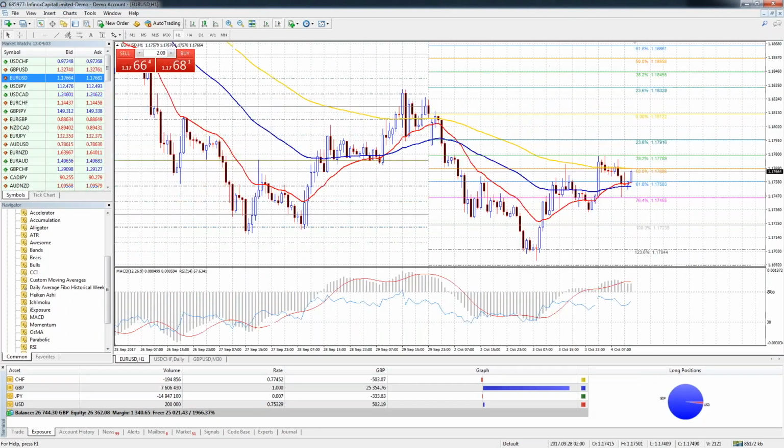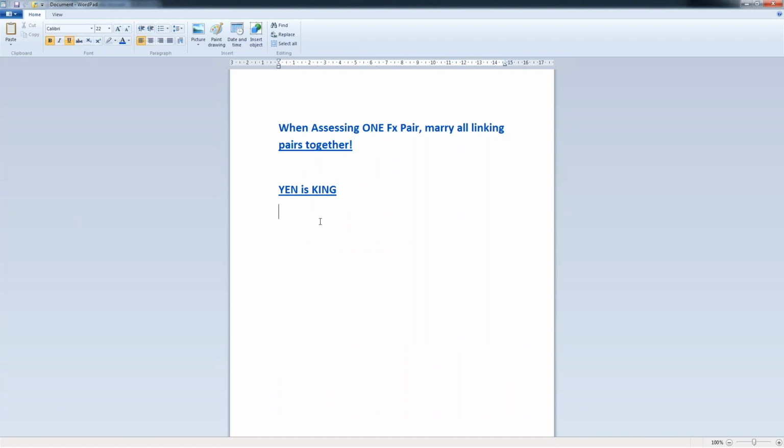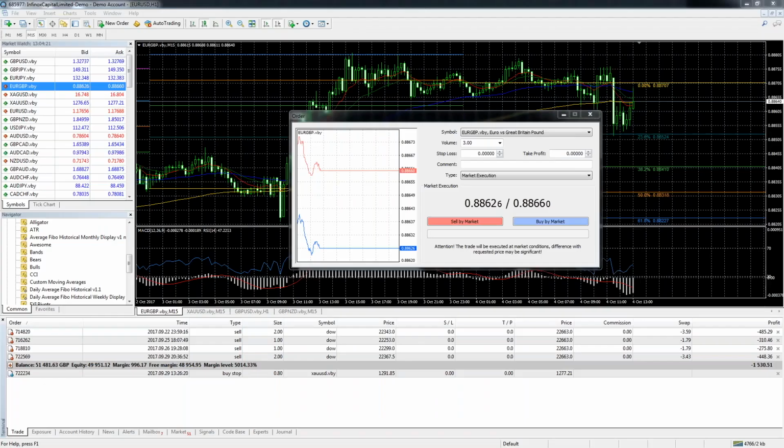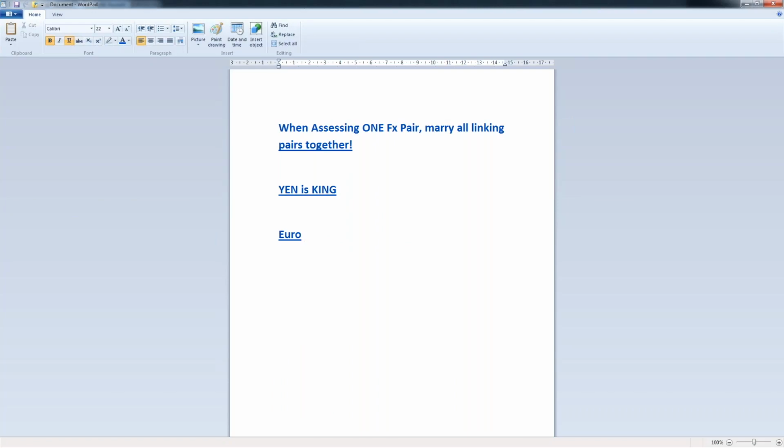But when you come to euro against the dollar, it's turned around, hasn't it? Euro's picking up above the moving averages, looking to break out. So euro is second king. We'll put euro is prince. Dollar is, what shall we put? The slave. Dollar is the slave, and that's exactly what we've got right there.